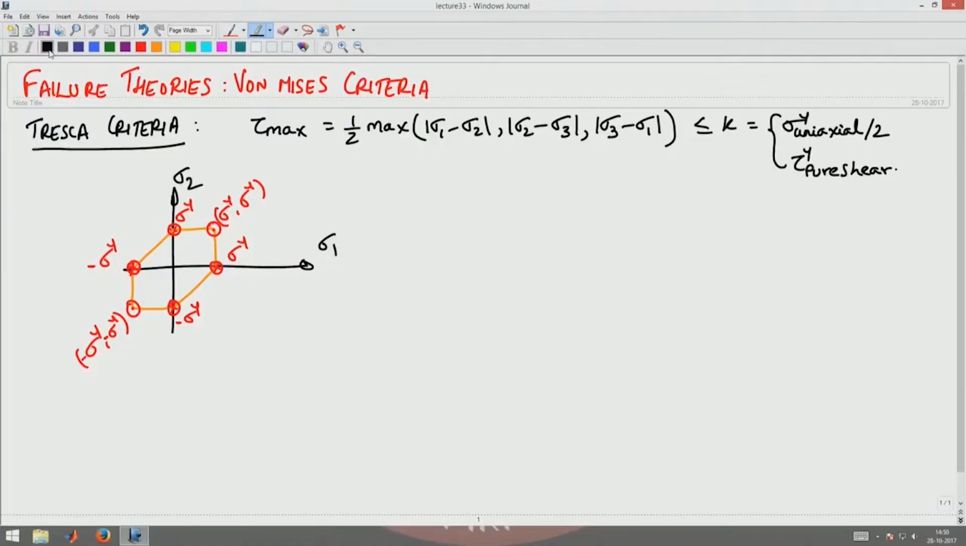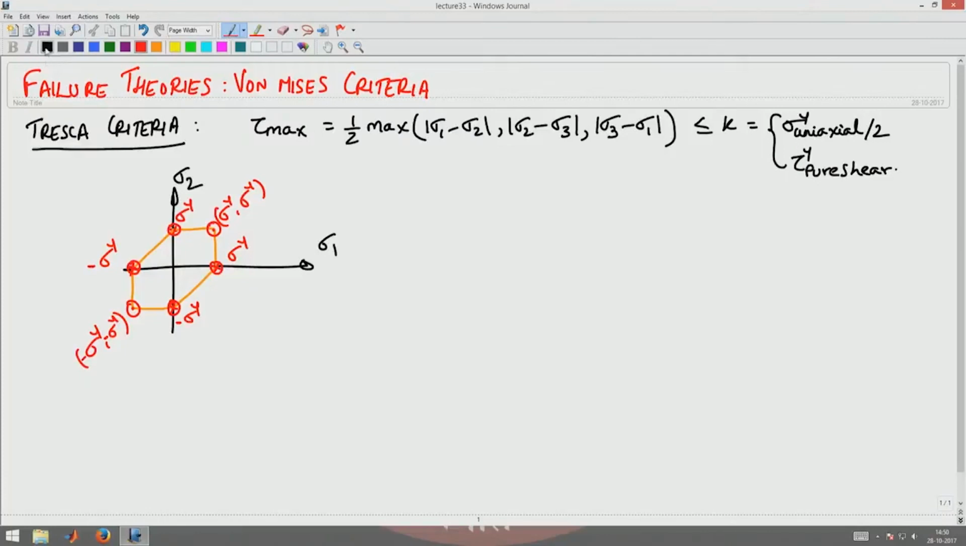We looked at the Tresca criterion, which says that the maximum shear stress should be less than a particular value before the material begins to yield or fail. In particular, we saw that the failure envelope for the Tresca criterion is a hexagon. And we saw that this kappa, which is like a material parameter, can be determined from a uniaxial test or from a pure shear test. If it is determined from a uniaxial test, it is sigma y by 2, and if it is determined from a pure shear test, it is tau y. So, we saw this in the last class.